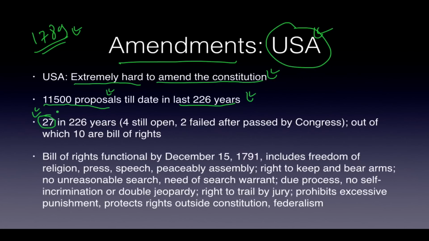become Constitutional Amendment Acts. Out of these 27, 10 were enacted within 2 years, that is in 1791. So they do not count because they are more or less part of the Constitution. So only 17 in the last 224 years. 4 are still open, 2 have failed after being passed by Congress. So in total 33 have been passed by Congress in the last 226 years.